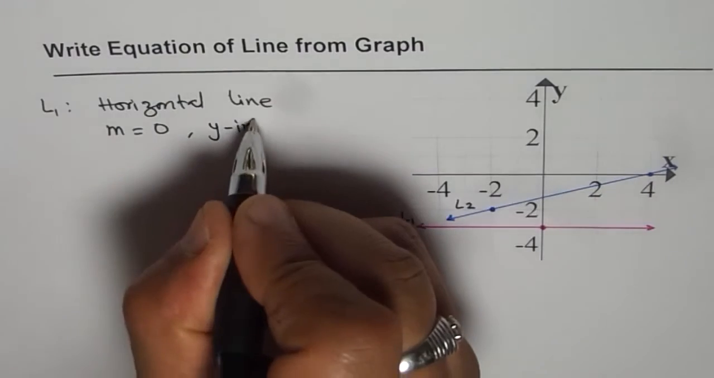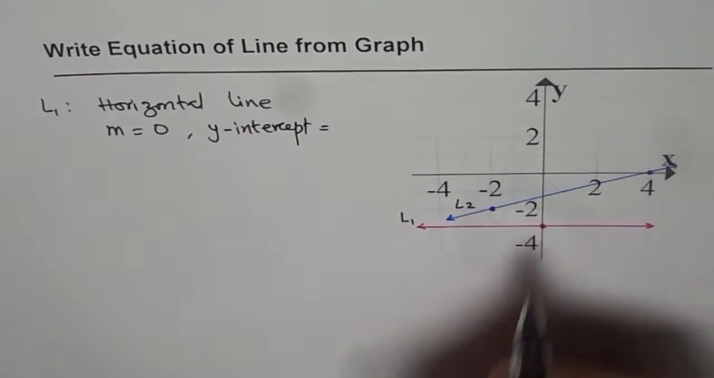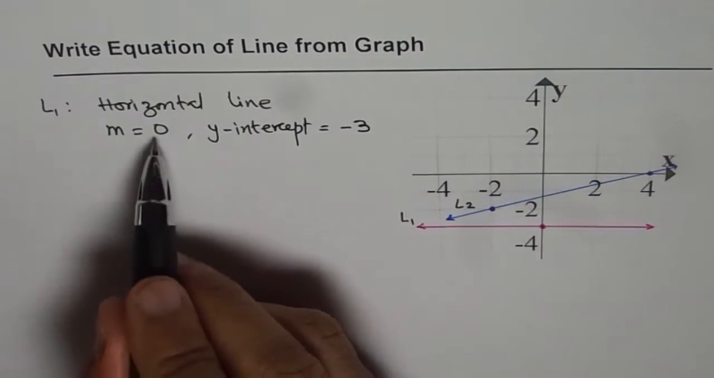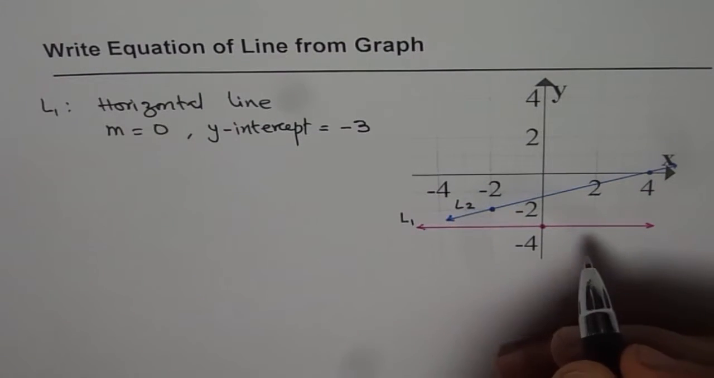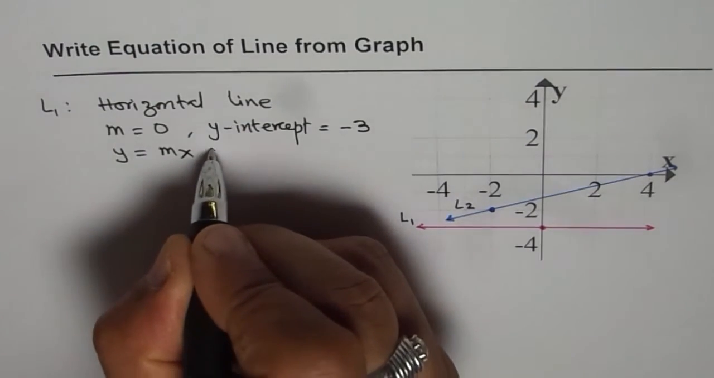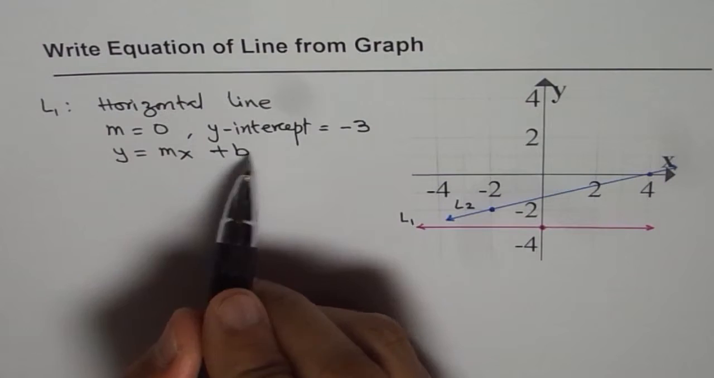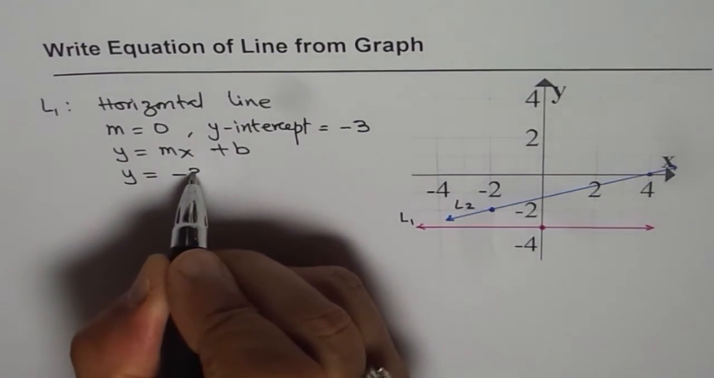How about the y-intercept? Y-intercept is equal to minus 3. So my y-intercept is minus 3. Since we know slope and y-intercept, we can write this equation in the form of slope and intercept, which is y equals mx plus b. Now m, the slope, is 0, y-intercept b is minus 3. Therefore, the equation is y equals minus 3.